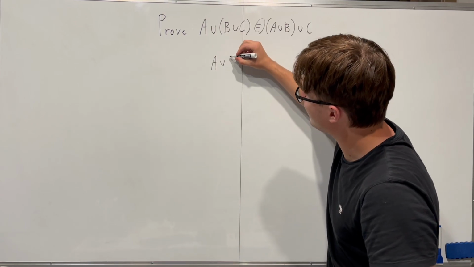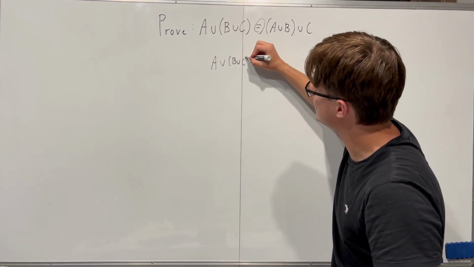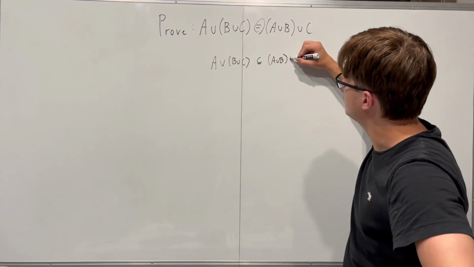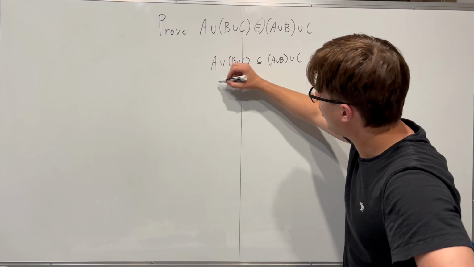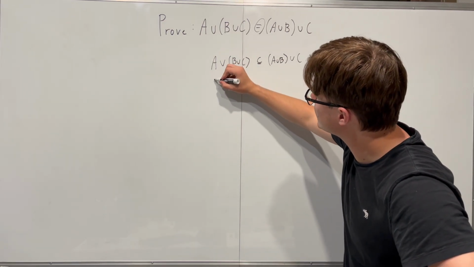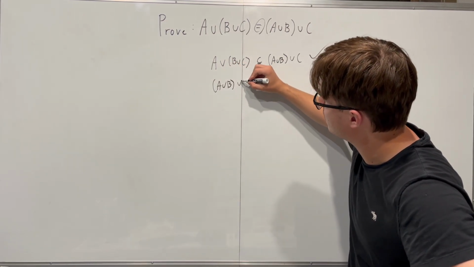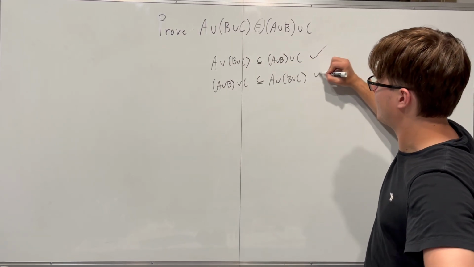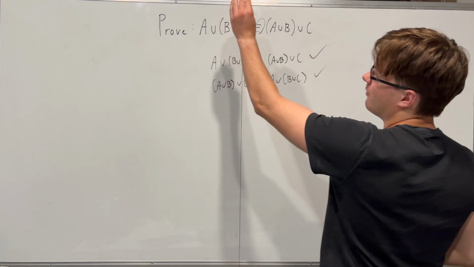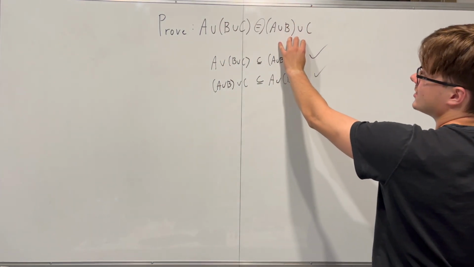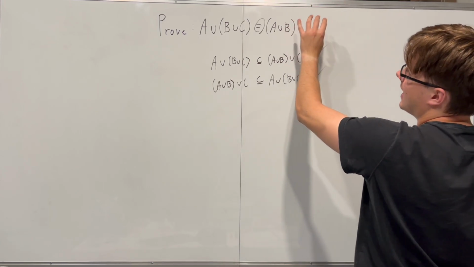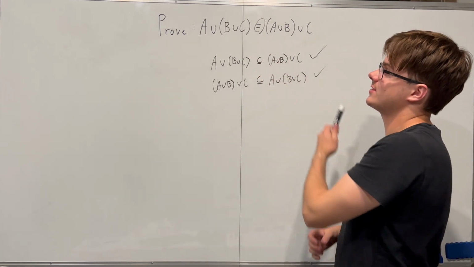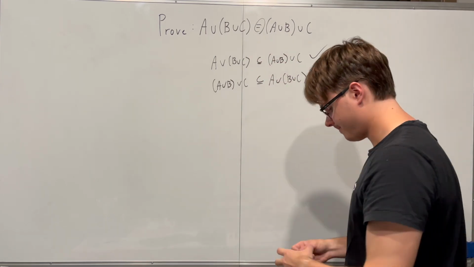You need to prove that the left-hand side, A union open bracket B union C close bracket, is a subset of the right-hand side, open bracket A union B close bracket union C. And vice versa. You have to also show that this open bracket A union B close bracket union C is going to be a subset of A union open bracket B union C close bracket. Both of these have to be true. Every element in this set has to be in this set, and then every element in this set has to be in the first set as well. So we have to prove both of these are true to state that this is in fact true. So let's go ahead and do that.